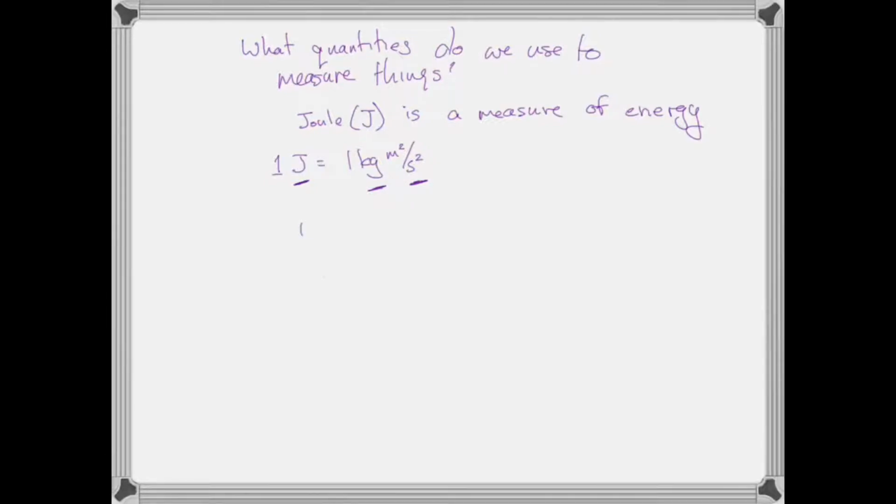An easier one to see is the Newton, right? The Newton, N, is a measure of force, and 1 Newton is 1 kilogram meter per second squared. So it's slightly different than the joule, and it's a very different quantity. It's the amount of force that it takes to accelerate a 1 kilogram mass to an acceleration of 1 meter per second squared, or the amount of force that it takes to change the speed of a 1 kilogram mass by 1 meter per second in a second.